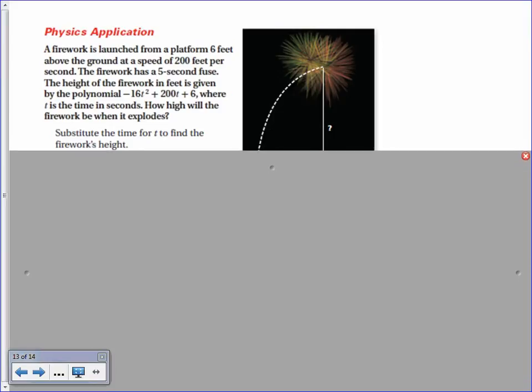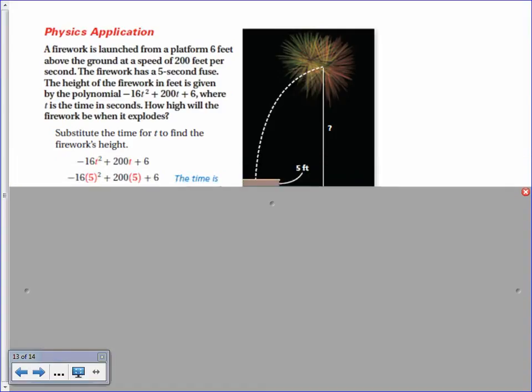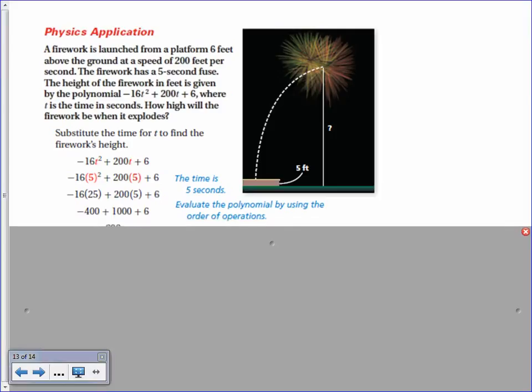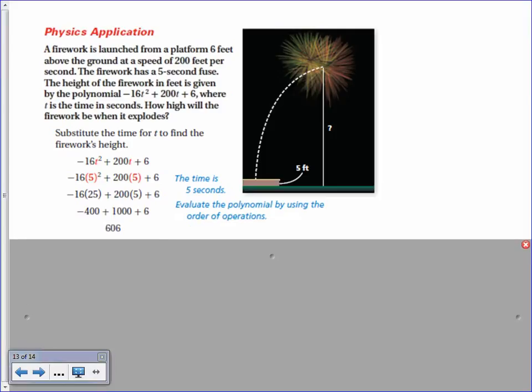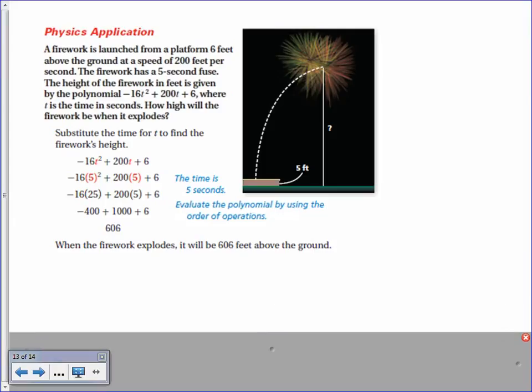And here we wanted to find out how high it is after 5, so substitute the time in for t to find the firework's height. So we plugged in 5. So negative 16 times 5 squared plus 200 times 5 plus 6. Okay, so they evaluated that. They got negative 400 and then 1,006. Then they added them together to give me 606. So that is going to be your answer. So when the firework explodes, it'll be 606 feet above the ground.